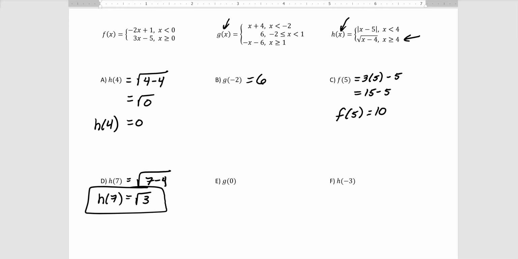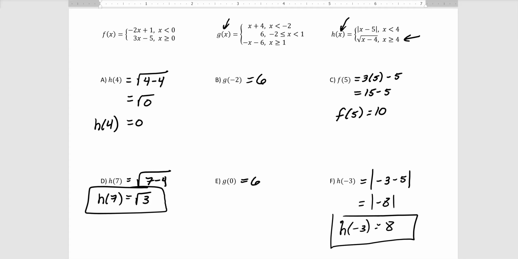g of 0. So 0 is between negative 2 and 1. So this one, again, is just 6. Very nice. h of negative 3. Well, negative 3 is definitely less than 4. So I will say this equals the absolute value of negative 3 minus 5. Negative 3 minus 5 is negative 8. The absolute value of negative 8 is just 8, because negative 8 is 8 units from 0.